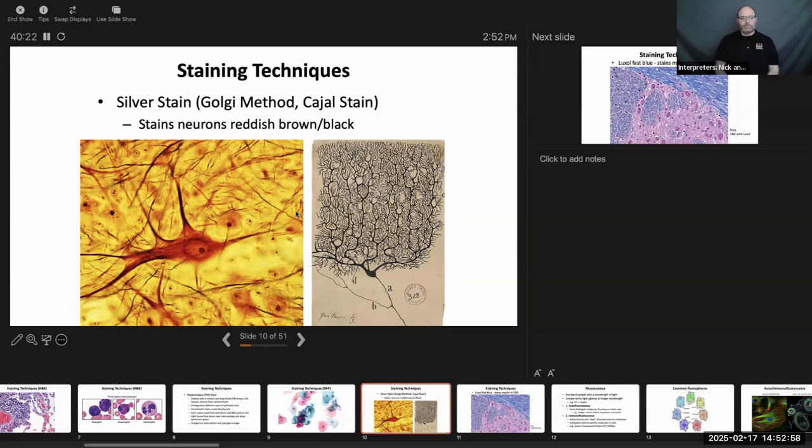So that thing on the right there is one single neuron. I believe that's called a moss fiber cell. I might be wrong about that.